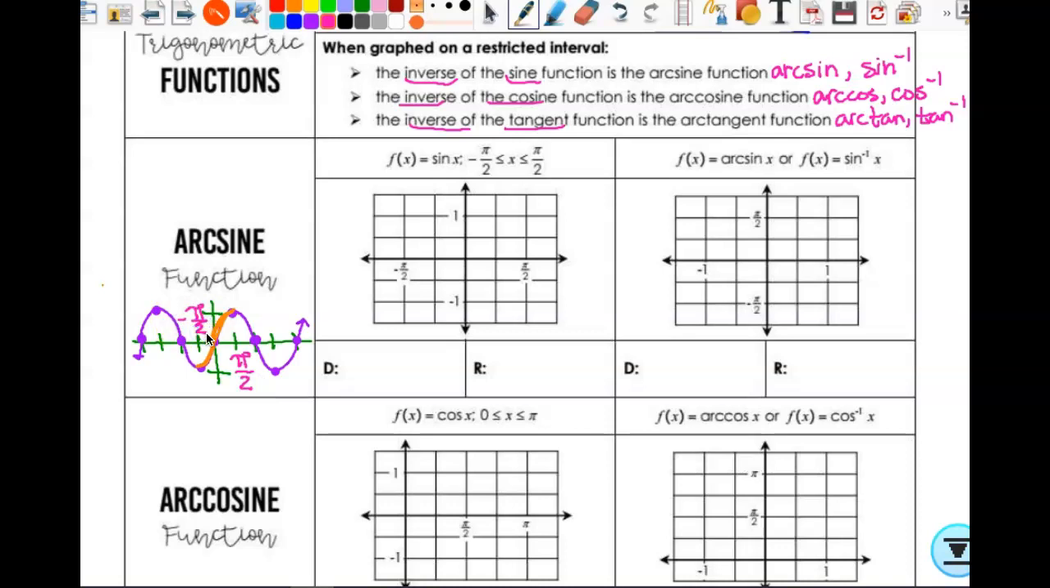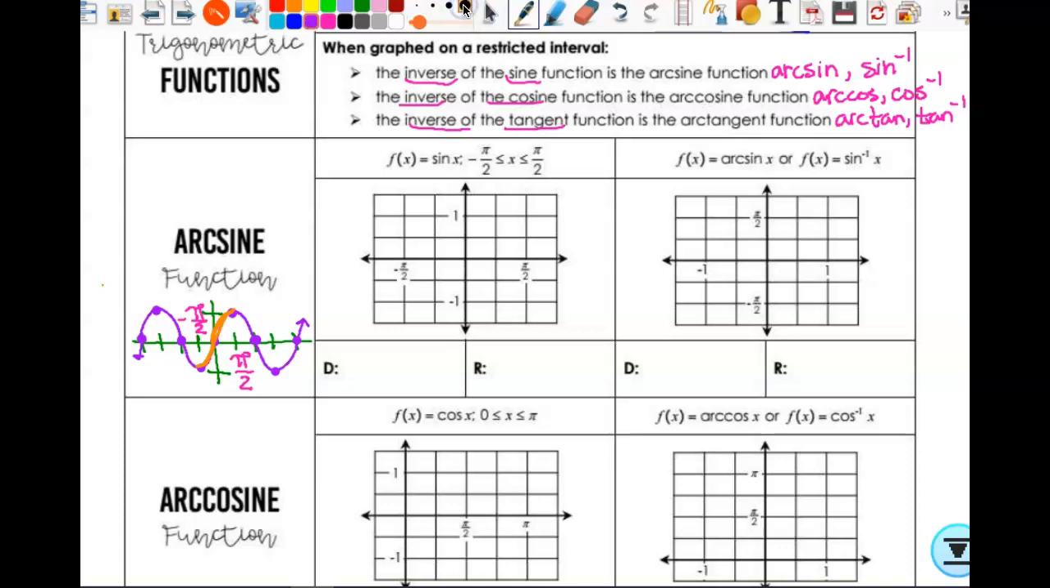So if I restrict the domain of my sine function, instead of saying all real numbers, which is what the actual function is, but I restrict it from negative pi halves to pi halves, I have a one-to-one function, and it includes all of the possible sine values I could have. So that's what we're going to graph right here, right? Sine, it even says I'm restricting it from negative pi halves to pi halves.